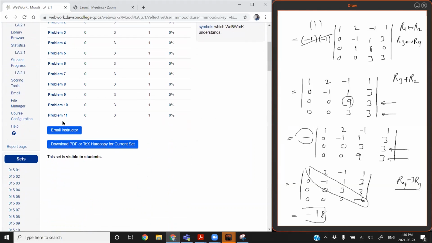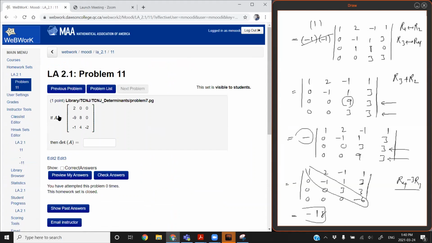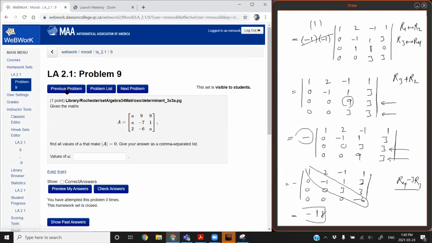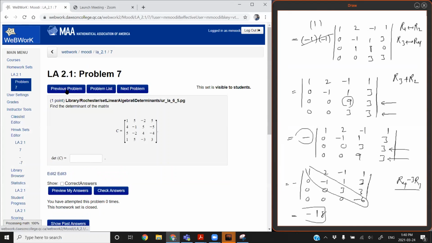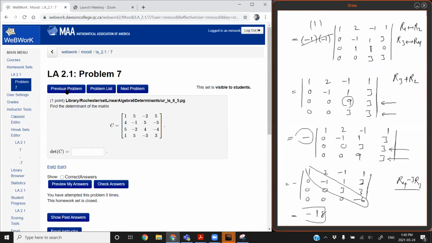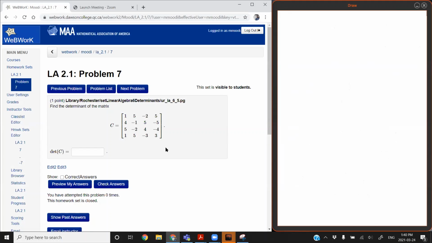Where you had to find the determinant. Yeah, and so for this one, it's easy because it's already in triangular form. Yeah, like this one. So this matrix would be difficult to do just by the method of cofactor expansion. However, by row reduction, it would be much easier to do.